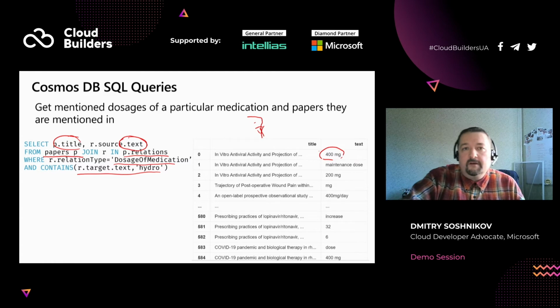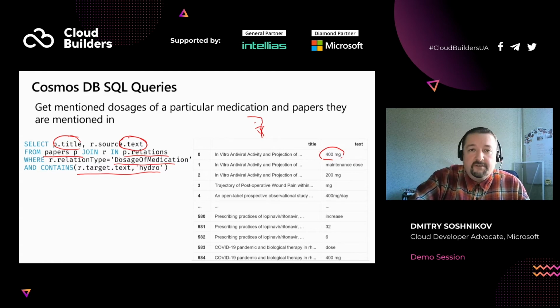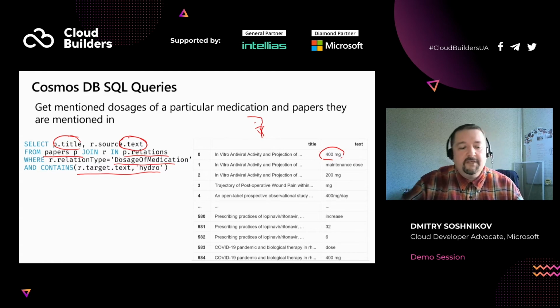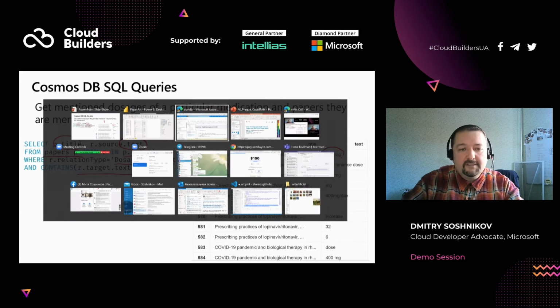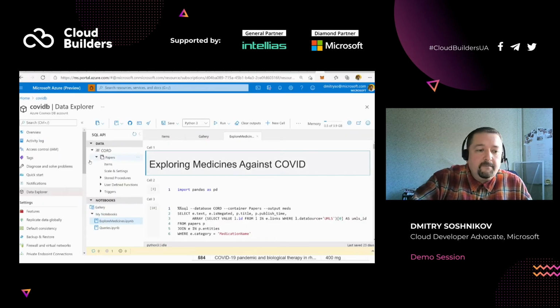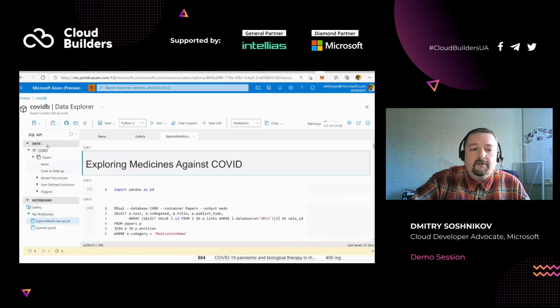This is really cool because the person who does the research can immediately get the information that he wants. Let me show you how this looks in the Azure portal. So this is the Cosmos DB database. Inside Cosmos DB in the Azure Explorer, I have this data explorer. This is a beautiful interface here, which allows me to do many things.